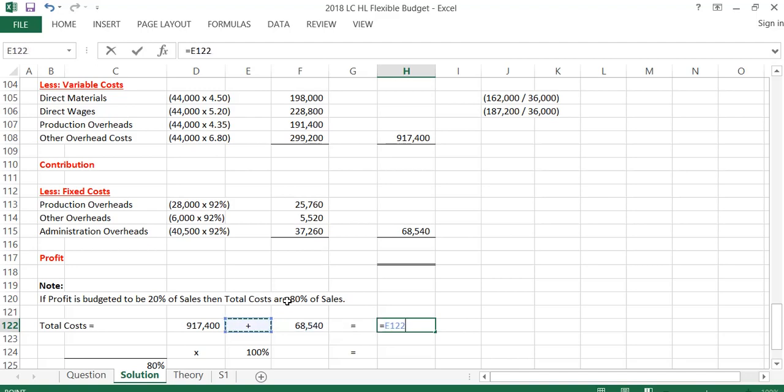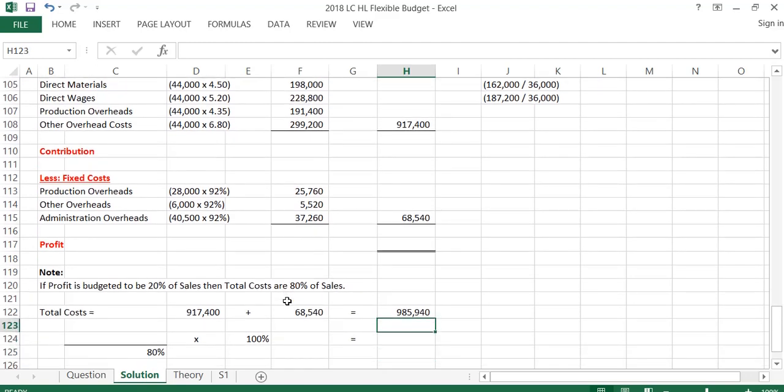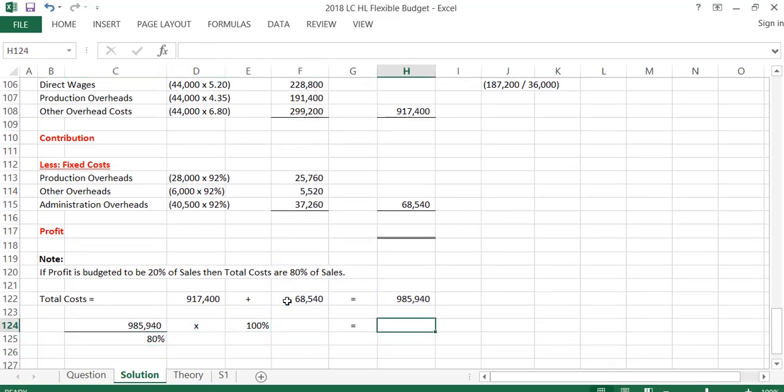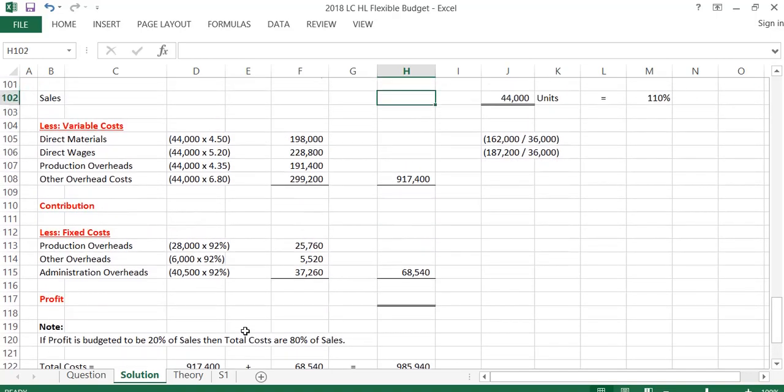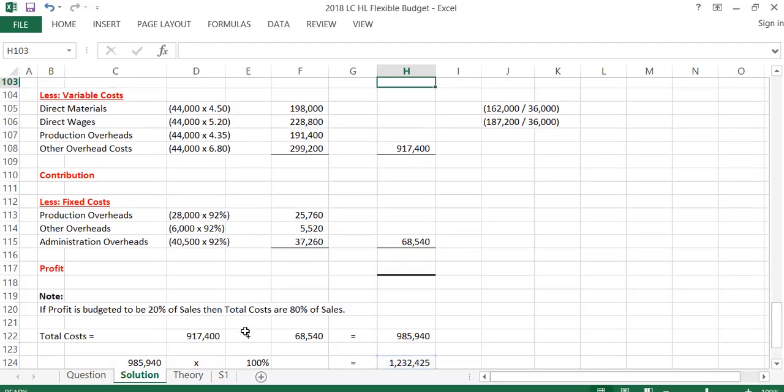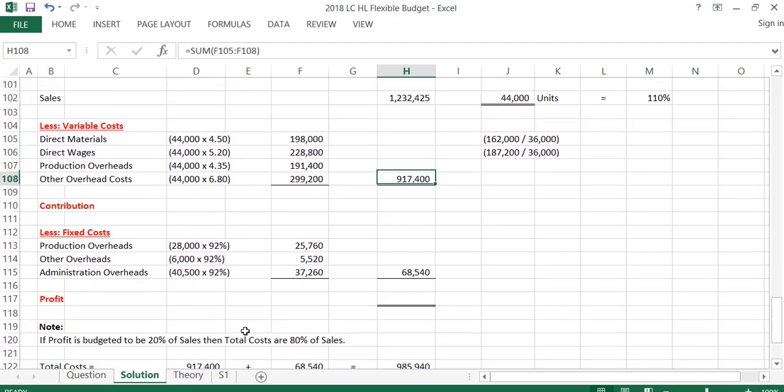which will leave me with total costs of 985,940. So then to get my sales, if I get my 985,940 divided by 80 multiplied by 100, leaves me with total sales of 1,232,425. So if I fill that in above here again, my sales are going to be 1,232,425, and now I can complete my flexible budget.